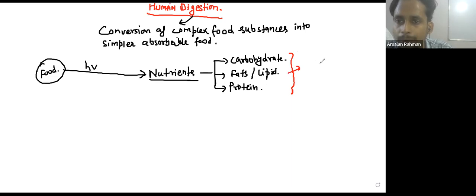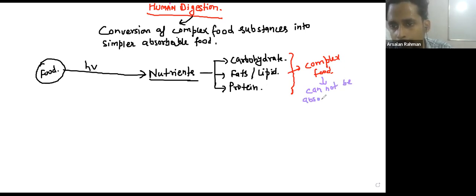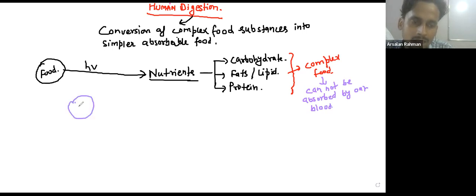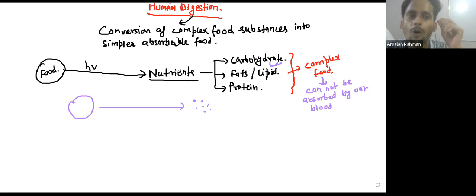Complex food means it cannot be absorbed. What does this mean? This means it cannot be absorbed by our blood. So we have to convert this large complex food into what, beta? Small simpler food. Okay. So let's understand what is the simplest form of carbohydrate.